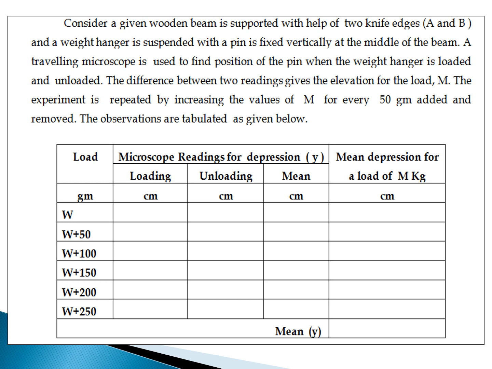So again the same tabular column for finding the value of depression. So this we have seen already in the cantilever and uniform bending method. So the same procedure is repeated here. We have to find the mean depression for a load of m kg. So here m is equal to 50 grams because we are increasing load in steps of 50 grams.